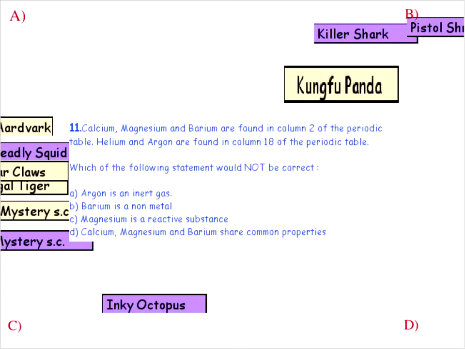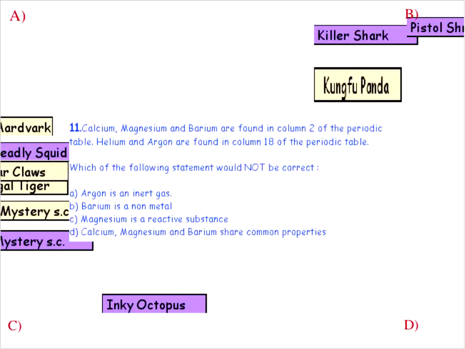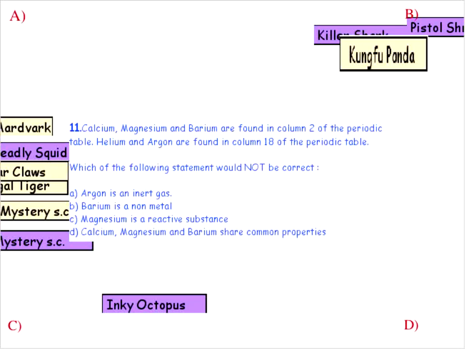Okay, so we got 3 B's, and it looks like sea creatures take that one. The answer should be B, and the reason is this one says barium is not a metal, and it says here that barium is found in column 2, and we know that columns 1 and 2 are metals, right? So saying barium is a non-metal is incorrect, I should say. Sorry, bad English.